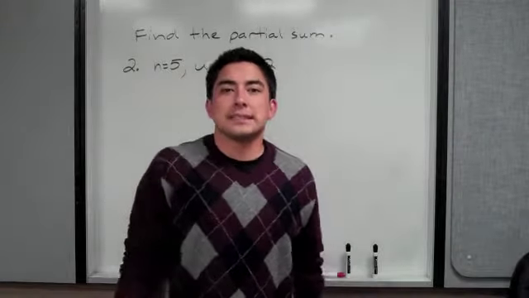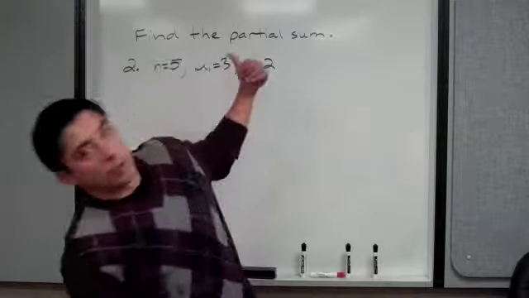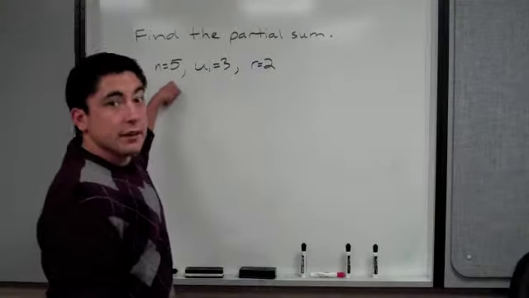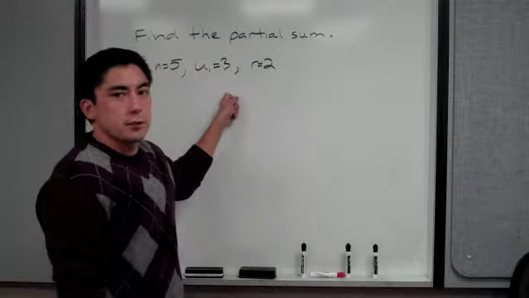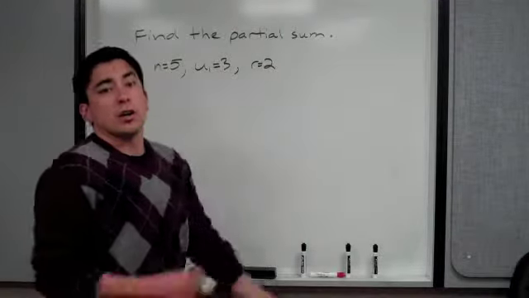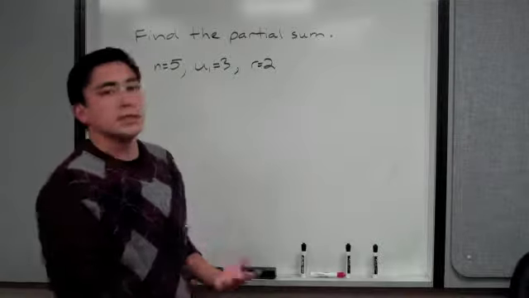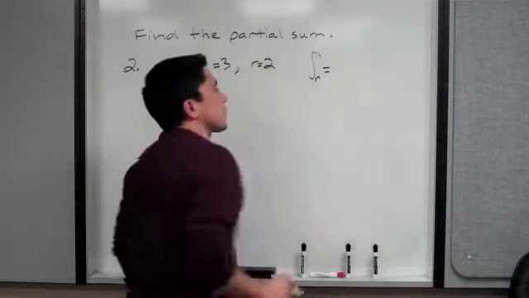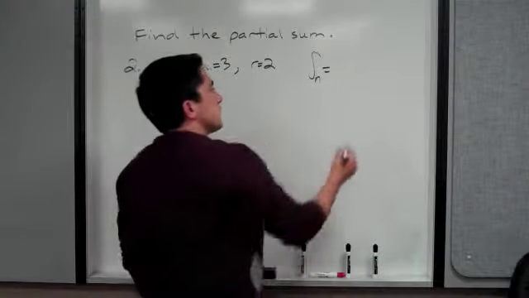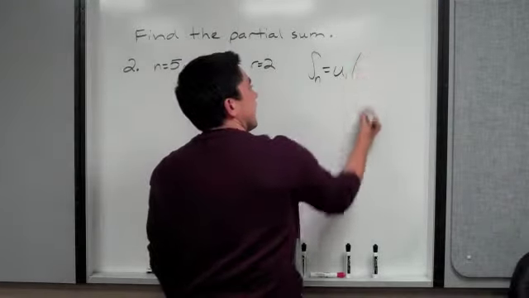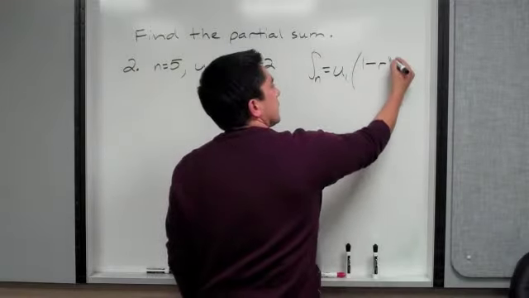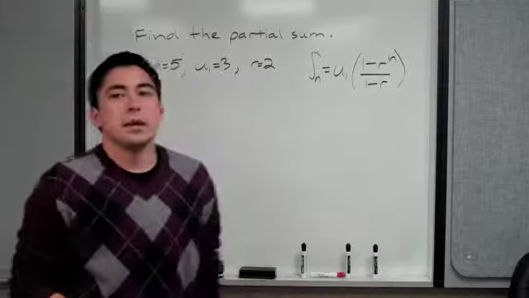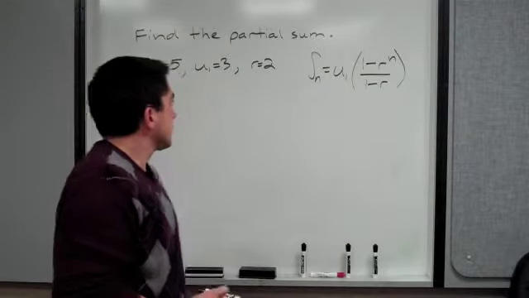For this example, it wants us to find the partial sum. n is equal to 5, that's the number of terms that we have. Our first term is 3, and our common ratio is 2. So it wants us to find the sum, and now this is a different formula. The formula for the sum is u sub 1 times 1 minus r to the n, over 1 minus r.